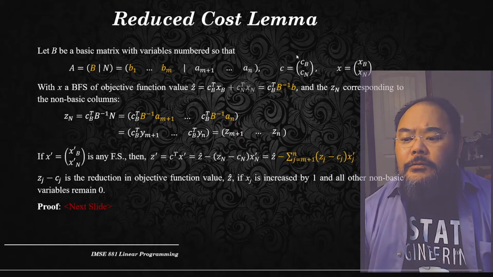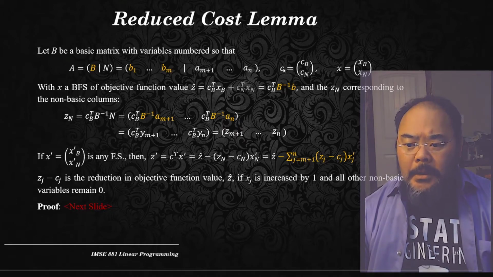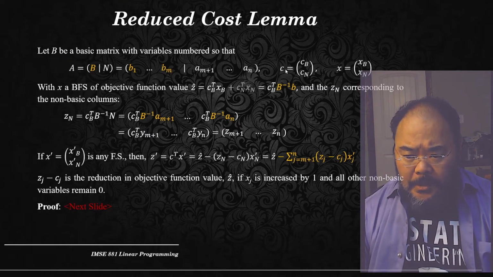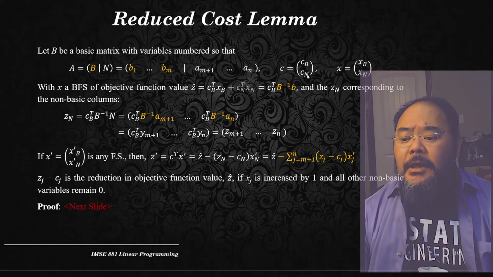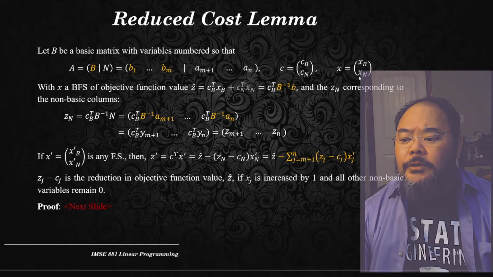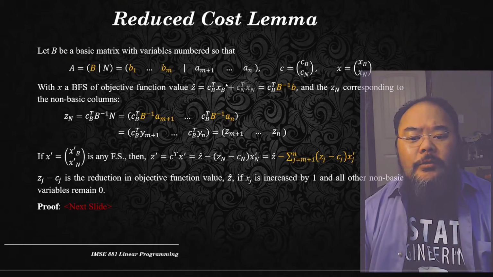Again, for the notation summary, we can separate the C vector, the cost coefficient vector, into cB and cN: the cost coefficients corresponding to the basic variables and the cost coefficients corresponding to the non-basic variables. Same thing for the variables, separated into basic and non-basic.